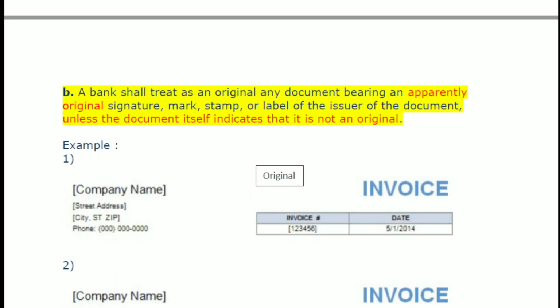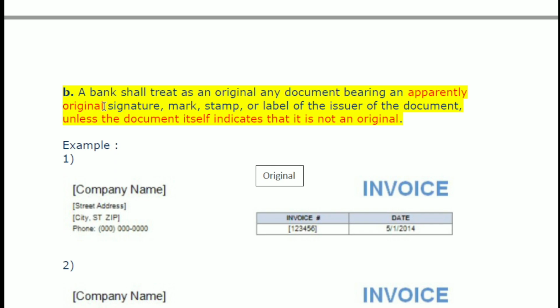Now let's move to point number B. It states a bank shall treat as an original any document bearing an apparently original signature, mark, stamp, or label of the issuer of the documents, unless the document itself indicates that it is not an original. Here, focus on the words highlighted in red.